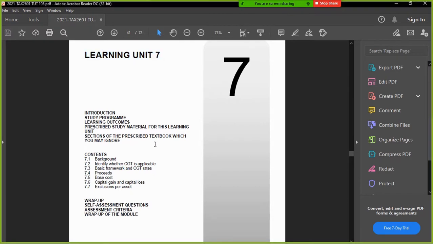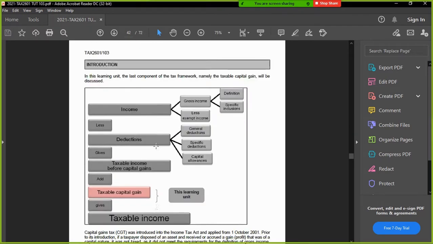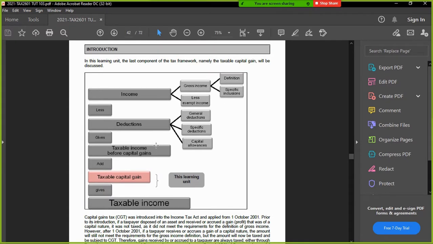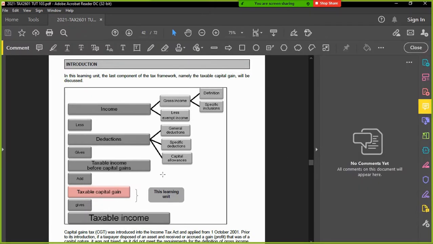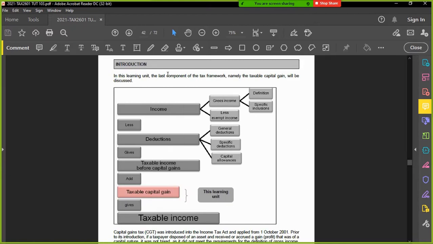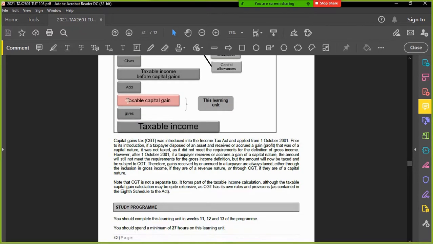Okay, so learning unit 7, let's see what we've got here in the textbook. The textbook always shows you this working, which is very good. You can see that's the taxable income calculation. Do you see it? Yes. And you can see taxable capital gain is highlighted there, because we're going to be looking at specific legislation that affects a business, in terms of the 8th Schedule, to work out what is included in the taxable income calculation.